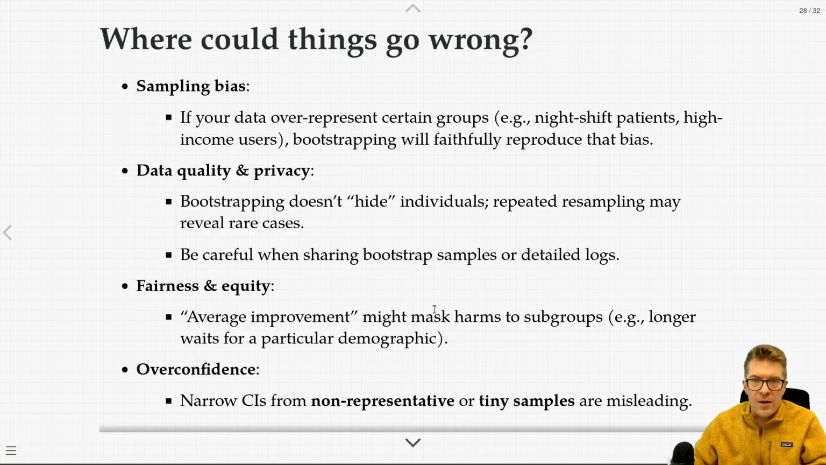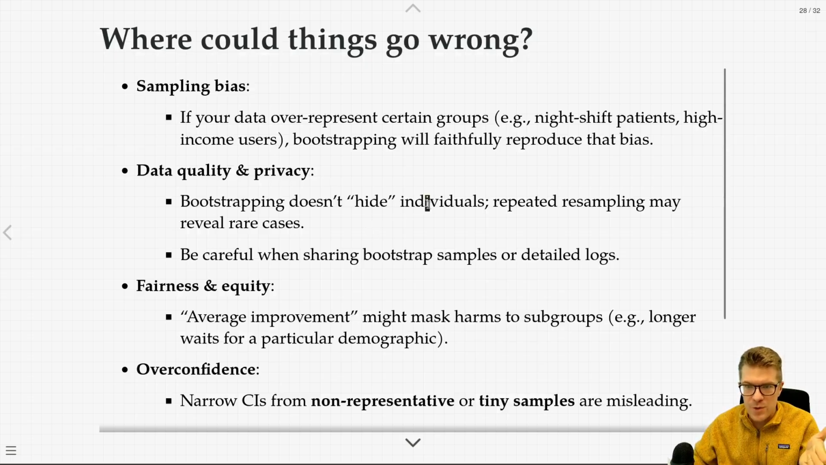So where can things go wrong? Again, if your data overrepresents certain groups, so we only took patients who come in during the night, or in worked example 2, we only sampled high-income users, the overall sample from which you're doing bootstrapping will be biased in one direction or the other. So the bootstrapping, even if it gives you a more correct or more meaningful range of expectations for where your statistics should lie, if the original data is biased, then bootstrapping will just learn or reproduce that bias.